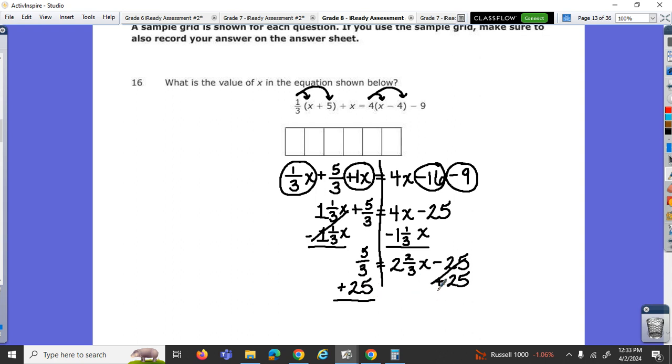Okay, now here's where you also have some options about how you'd like to arrange your fraction or your mixed number. For me, I know that 5/3 is the same as 1 2/3. So I would combine those together with the 25 and make 26 2/3. So that would be my preference. So now bring down that 2 2/3 x. And now we've just got one more step, right? We need to divide both sides by 2 2/3.